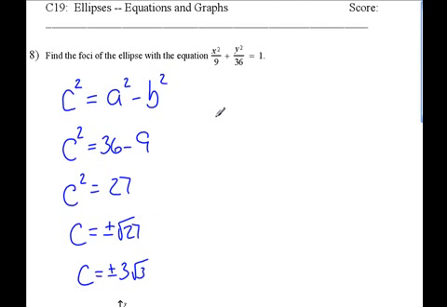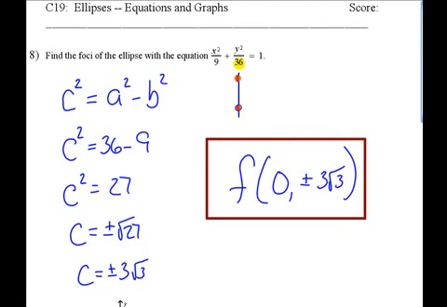Now we just have to figure out which kind of foci we're looking at. This problem has a larger value under y, which means it's going to have a major axis that's vertical. My foci will be points somewhere along this major axis. These are points where x is 0 and y is whatever I found for c. So my foci are at 0, comma, plus or minus 3 root 3.